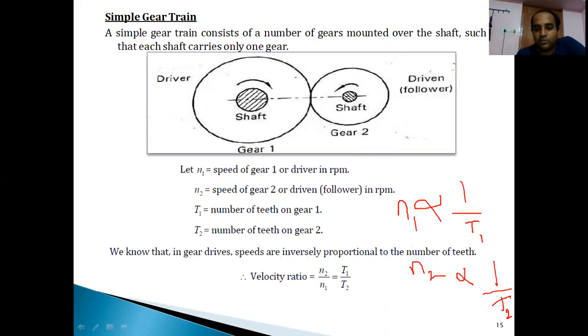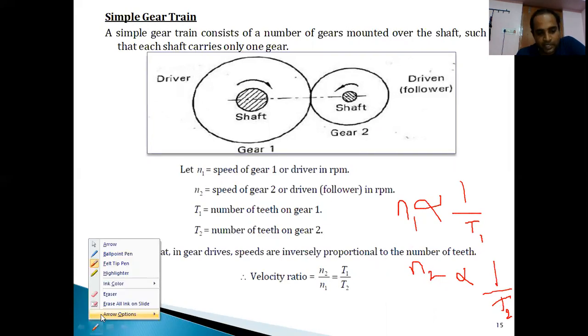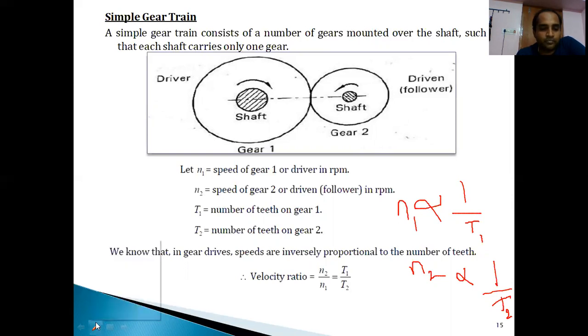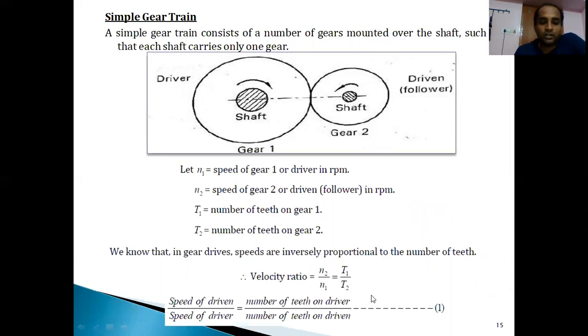N2 by N1 is equal to T1 by T2. That we have achieved here. So always keep in mind for gear drives, the speeds are inversely proportional to the gear teeth, or the number of teeth. Or the speed of the driven gear to the speed of the driver gear is equal to the number of teeth on the driver gear to the number of teeth on the driven gear. This is equation number 1.